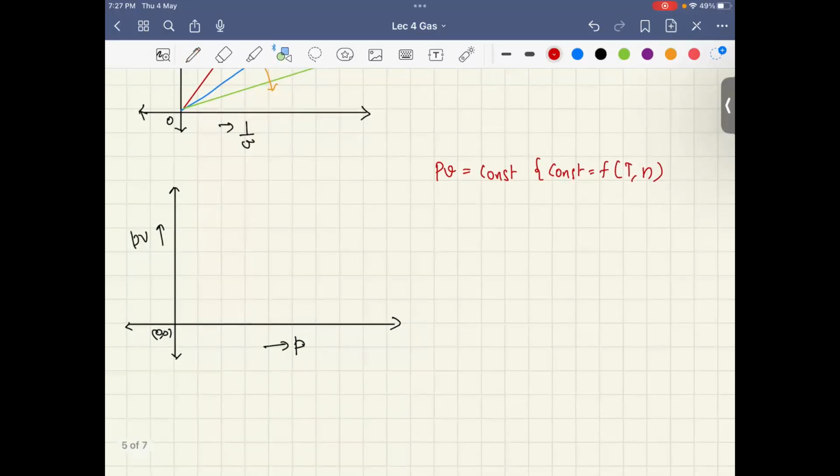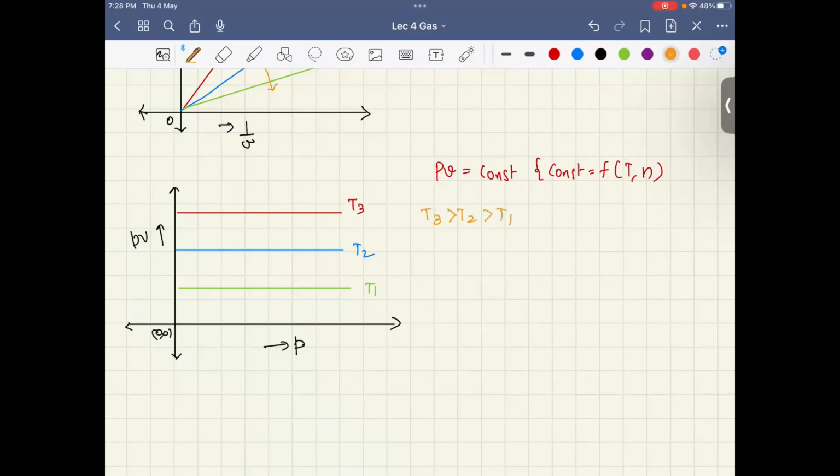So let's say we have something like this, the next plot will be like this, and the next will be like this, right? So let's say this is at some temperature T3, this is T2, this is T1. And in that case, T3 is greater than T2, which is greater than T1, right?